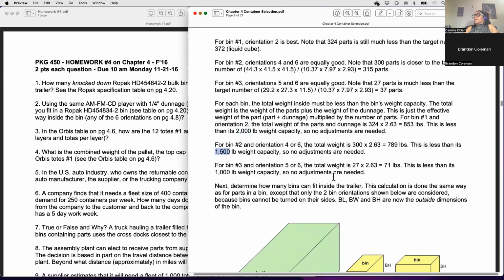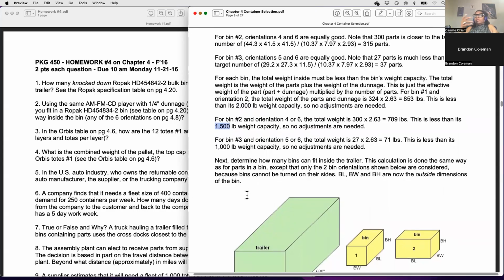And then for number 3, when you calculate this, you get 27 parts, it's going to weigh 71 pounds, right? So you're definitely under that 1,000 weight capacity here. So you don't have to do anything, but let's just say that this radio weighed twice as much. Now, instead of being just under 800 pounds, you're at almost 1,600 pounds. And that's going to go over that weight capacity. So then you start backing up to say, can I put fewer in, or maybe that's just not the bin I'm going to use.